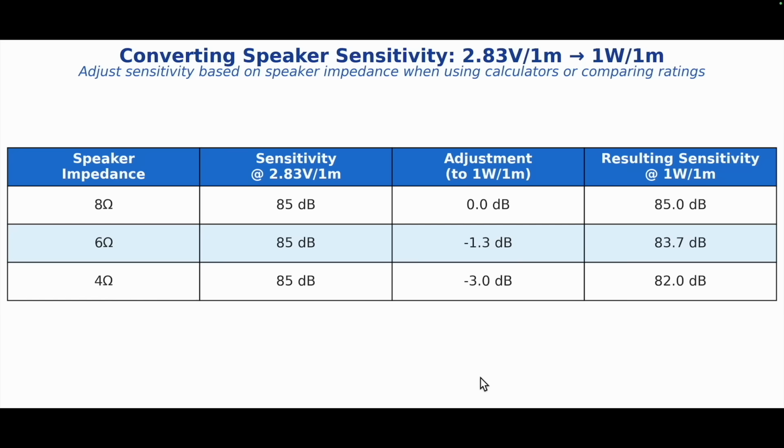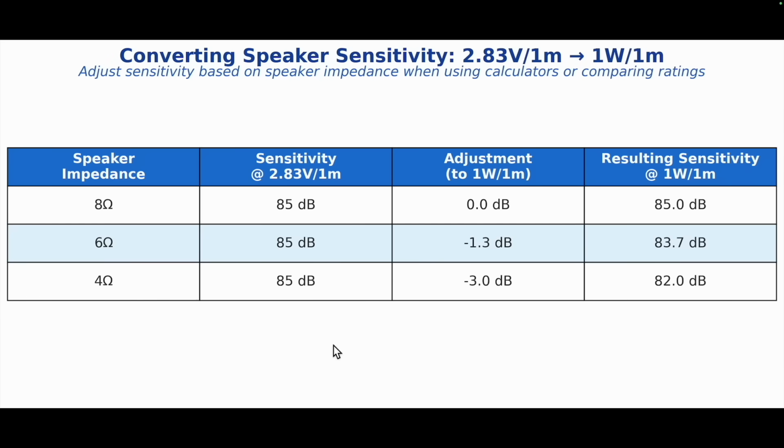Since I use 2.83 volts at 1 meter, you may be a little bit confused. Some manufacturers will use 1 watt 1 meter, and then some use 2.83 volts 1 meter. Now, what's the difference? Well, the 2.83 volts 1 meter is agnostic of the load. It basically says if you feed this speaker this voltage, this is the sensitivity that you're going to read. The 1 watt 1 meter is different. So it is based on the load. And that's why I like the 2.83 volts. But if you're curious how to convert, here you go.